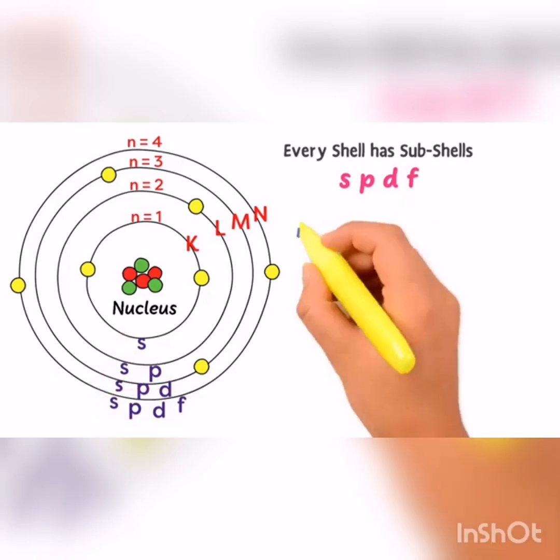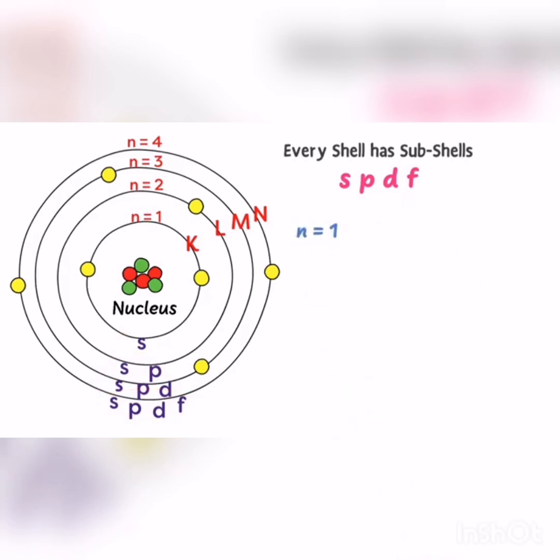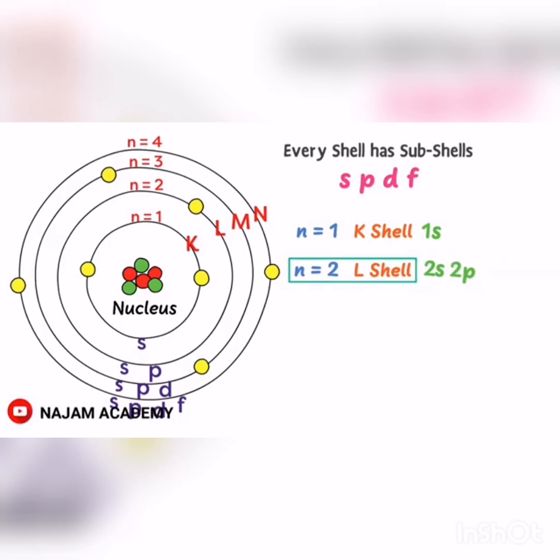Now I write n is equal to 1, and we know that it is the K shell, and the K shell has only one subshell, I mean s. Here I write 1 with this s, because this s subshell belongs to the first or K shell. Secondly, n is equal to 2. We know that it is the L shell, and there are two subshells, namely s and p. I write 2 with this s and with this p, because this s and p belong to the second shell.